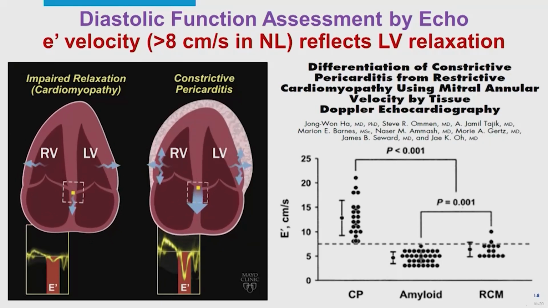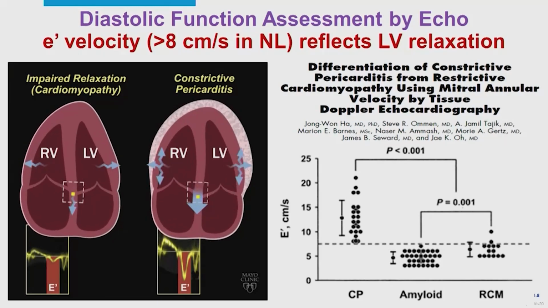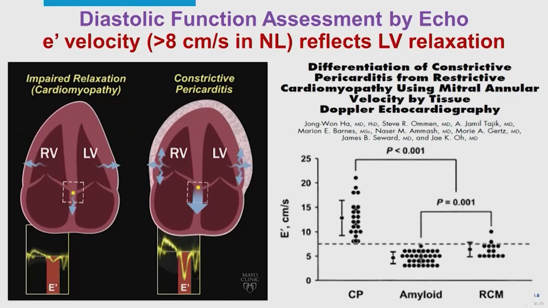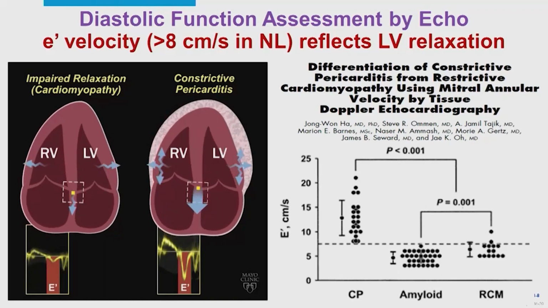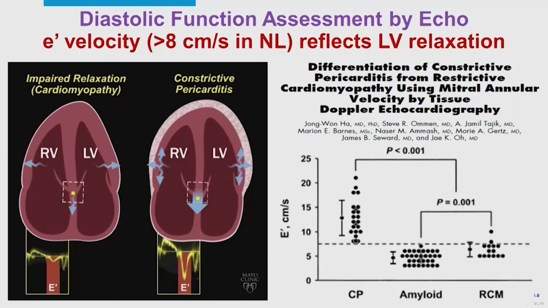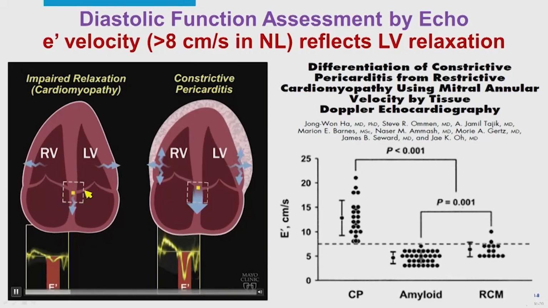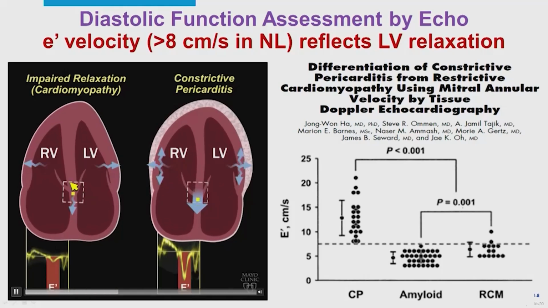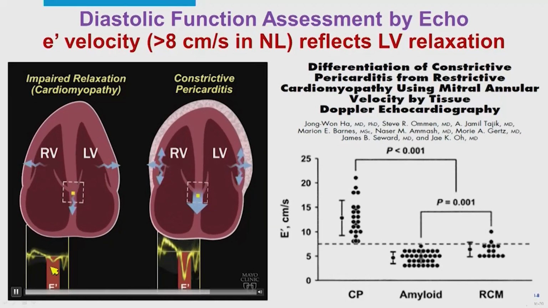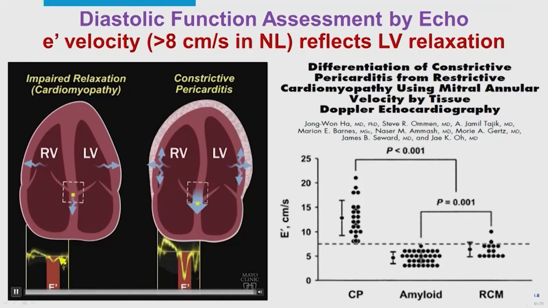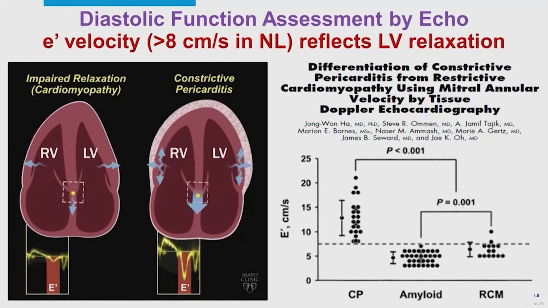But in all patients with myocardial disease, relaxation is one of the first properties to become abnormal. So E prime velocity, by tissue Doppler echocardiography from the medial annulus in this case, decreases to 3, 4, 5, 6 centimeters per second, compared to the normal E prime velocity of 8 to 12 centimeters per second.